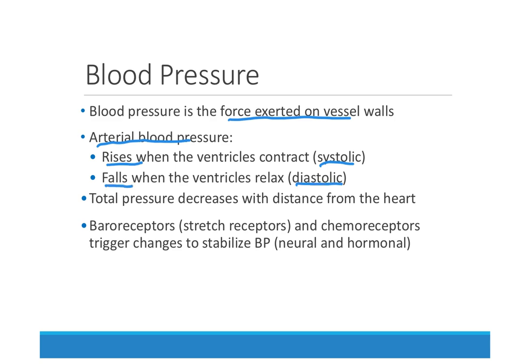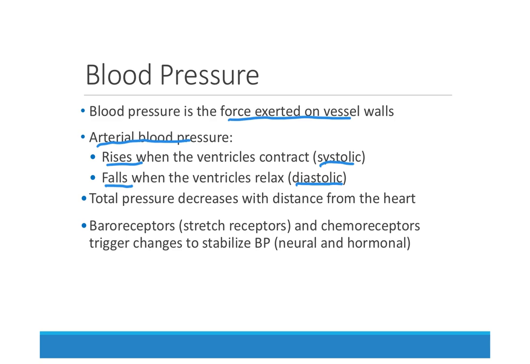And then as the ventricles relax, the arterial pressure also falls, and that's known as the diastolic pressure. When someone's blood pressure is taken, they are given two numbers. The first number, or the number on top, is the systolic pressure, and the second number, or the number on the bottom, is the diastolic. So if your blood pressure is 120/70, the systolic pressure is 120 millimeters of mercury, and the diastolic would be 70.